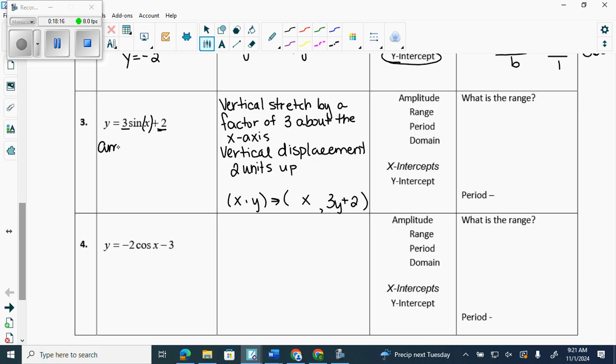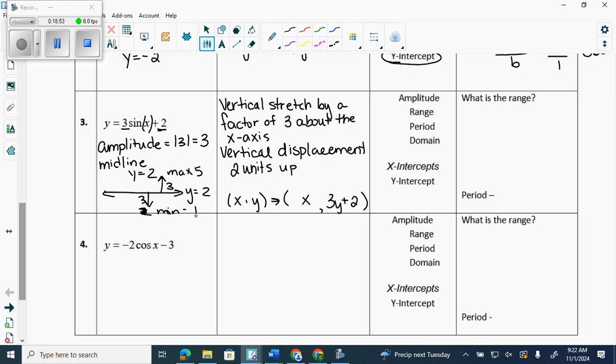Amplitude is what? Is the absolute value of 3, which is 3. And then the midline, y equals what? Y equals 2. So technically I have a line at y equals 2, correct? And I go up 3. So I get a maximum of 5. And I go down 3. So I get a minimum of -1. Right? You should be able to visualize it, not just memorize it.